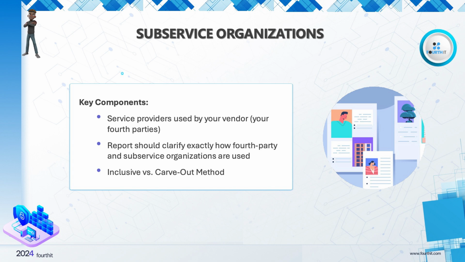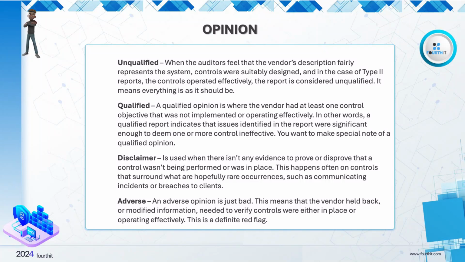assessment. Now, the opinion. This is one of the key things that is really important for you to understand. You need to know what an unqualified opinion is, a qualified opinion, a disclaimer, and an adverse opinion. An unqualified opinion is when the auditor feels that the vendor's description fairly represents the system, the controls were suitably designed, and, in the case of Type 2, the controls are operating effectively. The report is then considered unqualified. It means everything is as it should be. In other words, you can say that this control or system passed.